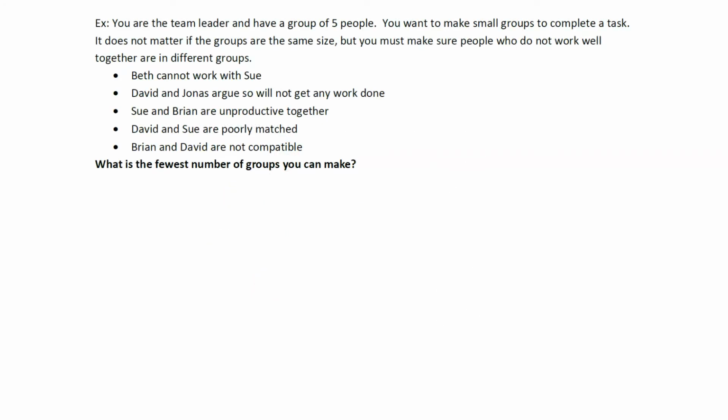Now we're going to look at an example where we're dealing with incompatibilities, in this case between people. So you're a team leader, you have a group of 5 people. You want to make small groups to complete a task. It doesn't matter if the groups are the same size, but you must make sure that people who don't work well together are in different groups. We start by making each of the people a vertex in the graph.